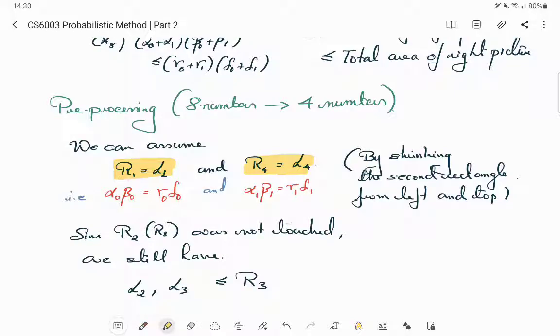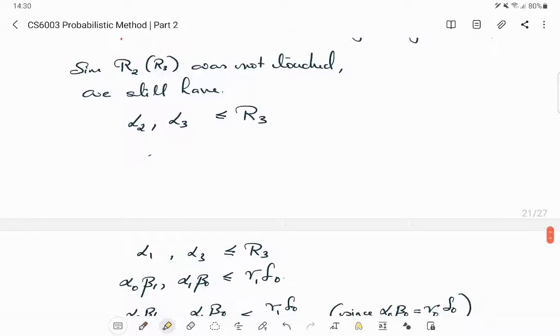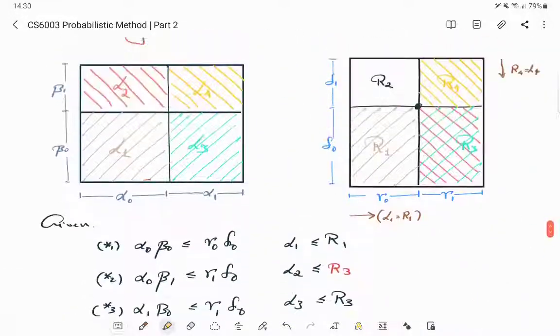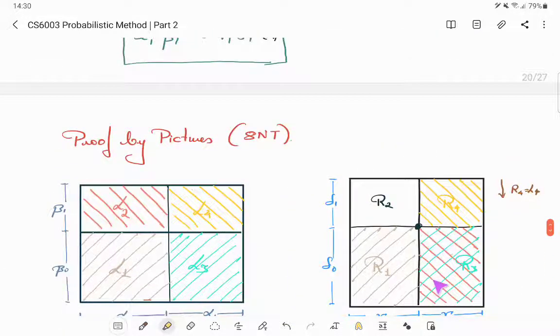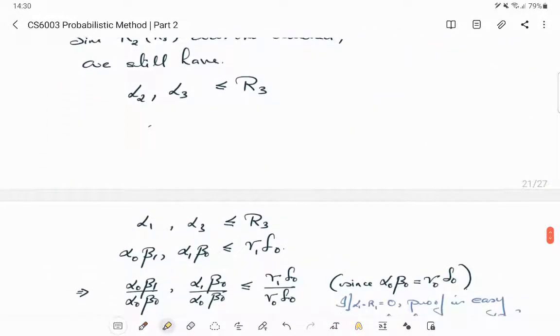So in terms of the 8 numbers, R1 is alpha naught beta naught, this is gamma naught delta naught, this is alpha 1 beta 1, this is gamma 1 delta 1. Now, as I said, nothing has changed for L2, L3 or R3, so those inequalities still hold. Both L2 and L3, that is, equations 2 and 3, are still less than or equal to R3. Remember, during this process, R3 was protected. We only moved this left margin and the top margin. Nothing has touched R3, okay.